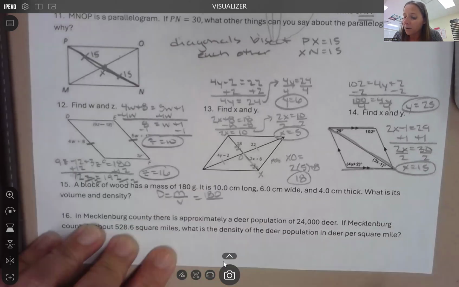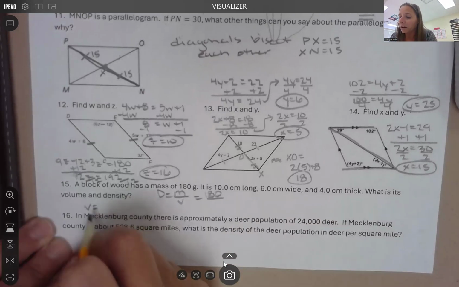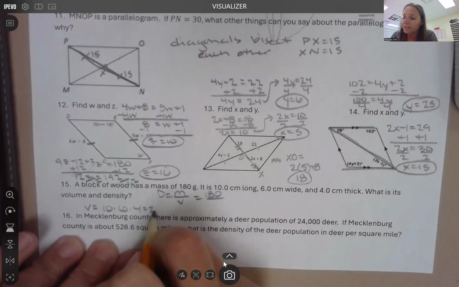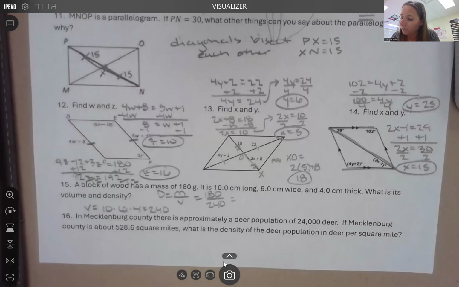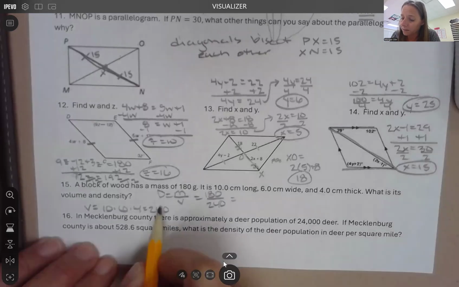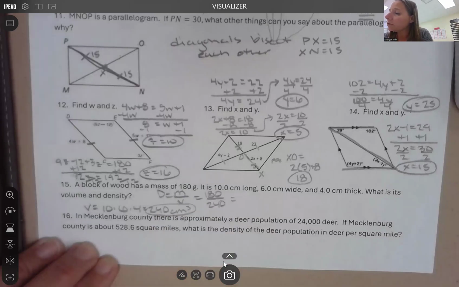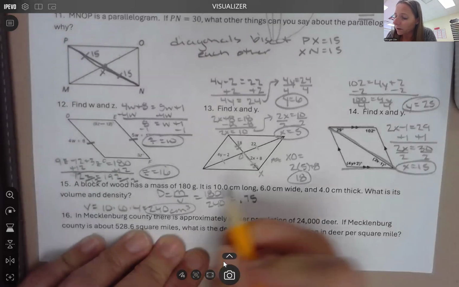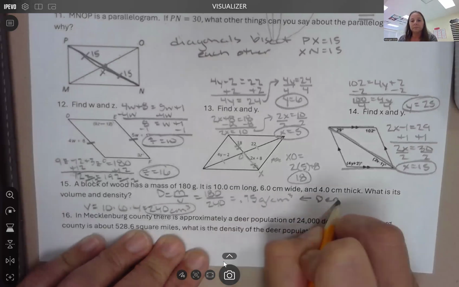Well, think how you find the volume of a rectangular prism. 10 times 6 times 4. All right, and you get 240 when I multiply that. So the density is going to be 180 over 240. So we found the volume. Volume is this. Make sure you label which one's which. So now when I do 180 divided by 240, I get this to be 0.75. And notice what you did. You did grams over centimeters cubed. So this is the density.